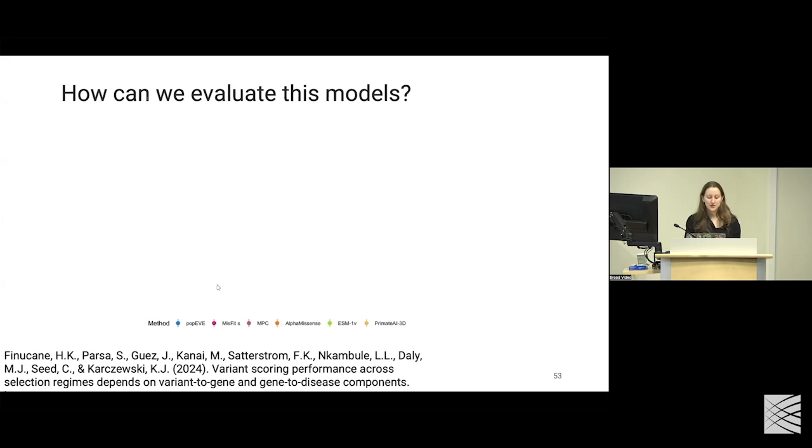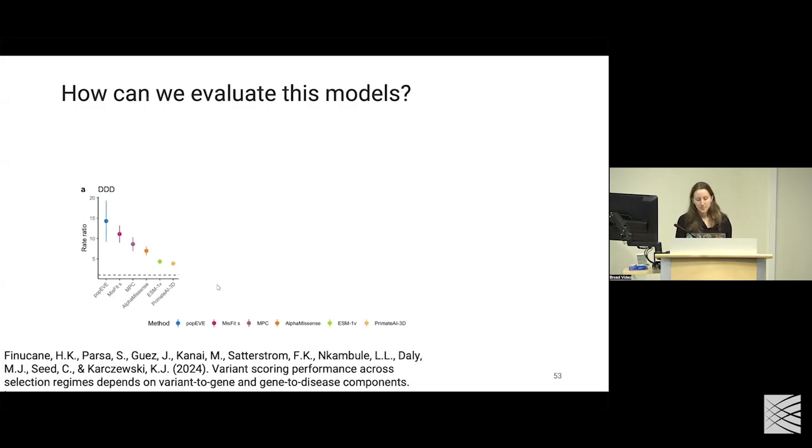Okay, so how can we evaluate these models? In this paper, I believe they looked at PopEve, which was the model I just showed you. This model called Misfit. Sorry if I don't know all of these models. MPC, they looked at AlphaMissense, which I believe we had a talk about earlier in the year. ESM1v, PrimateAI-3D. And the first, wish that was a little bigger, sorry about that.